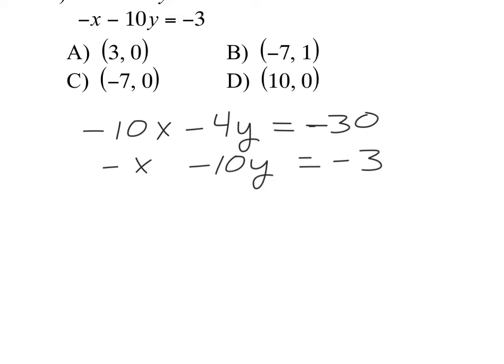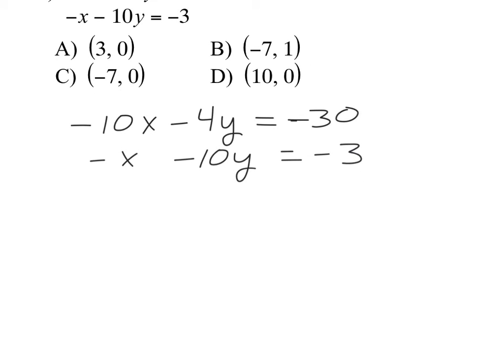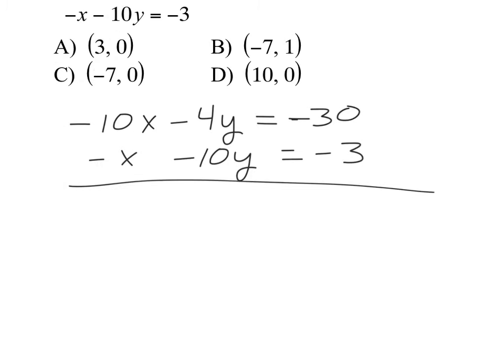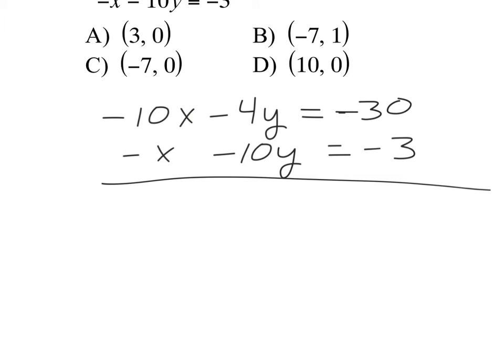Now, there is a problem with this particular situation right now because let's just say I were to add them together the way they are. So I would add negative 10x and negative x, that would give me negative 11x, and then negative 4y and negative 10y, that would give me negative 14y. So neither one of those variables, the way it's written right now, is actually going to cancel out. So we have to make an adjustment to one of those equations before we can actually start combining those equations.